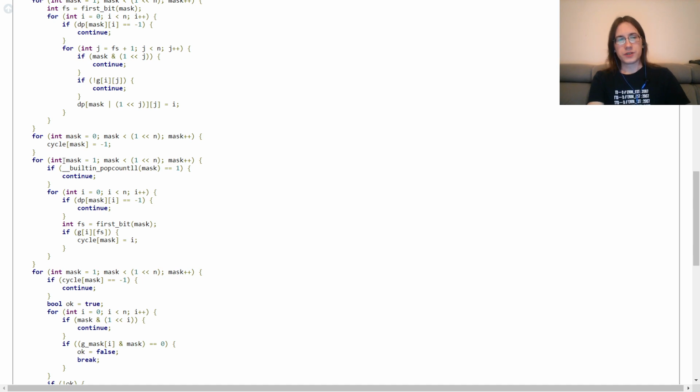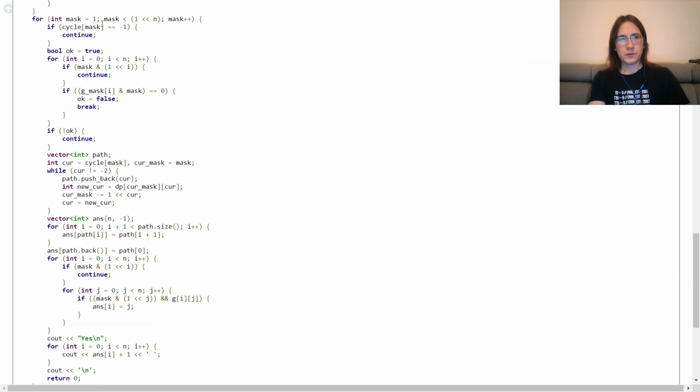And then for all the possible non-empty masks, if this mask contains only one element, I skip, because the cycle must contain at least 2 vertices. Then I check for all the possible ending vertices. If such a state where this vertex is the ending vertex is possible, I check that I can go from the ending vertex to the starting vertex. And if it's true, then I can build a cycle with such a mask. And the ending vertex on the process that builds such a cycle is i.